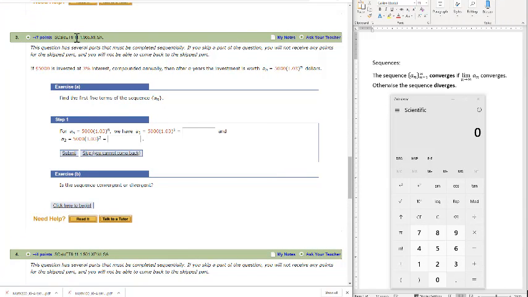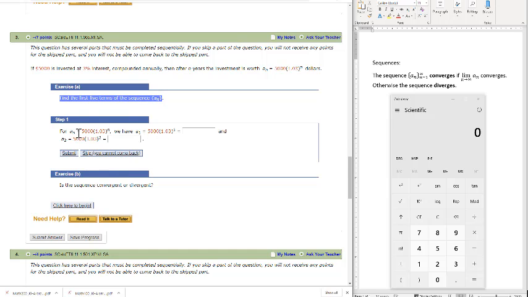Let's do a problem from your lab assignment, section 11.1, problem number 3. If $5,000 is invested at 3% interest compounded annually, then after n years, the investment is worth a sub n is equal to 5,000 times 1.03 to the nth power in dollars. So in this exercise, they want us to do a couple things. First, they want us to find the first 5 terms of the sequence.